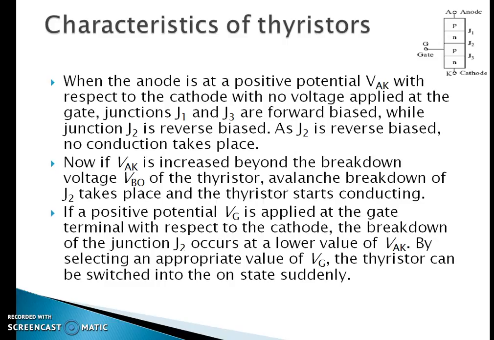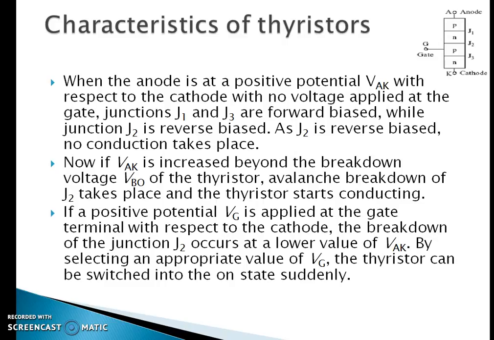When the forward voltage, that is the anode to cathode voltage, is large, then junction J1 breaks, the forward junction J3 also breaks, and due to the increase of forward voltage, junction J2 also breaks down. So the conduction is always from anode to cathode, like a diode.